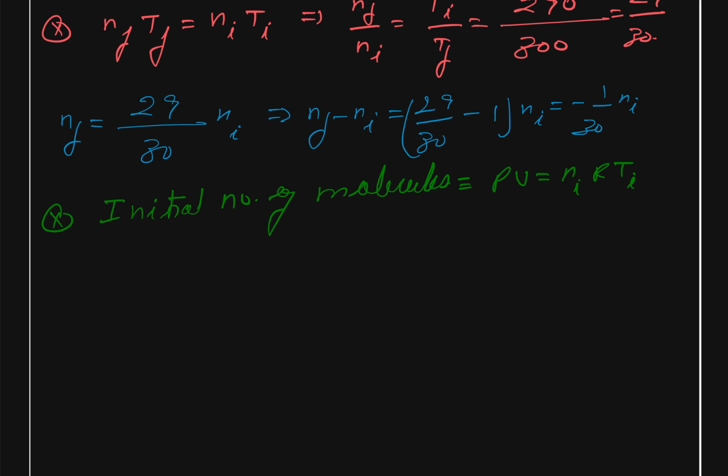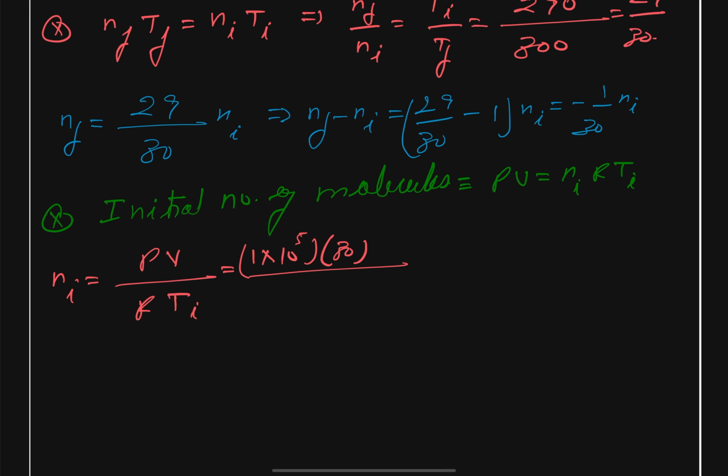From here we can say that Ni is equal to PV by RT of I, and P and V are given initially, so this is 1 into 10 to the power 5, volume is 30, R we know is 8.314, and initial temperature is 290. So we get Ni is approximately equal to 1.243 into 10 to the power 4 moles.